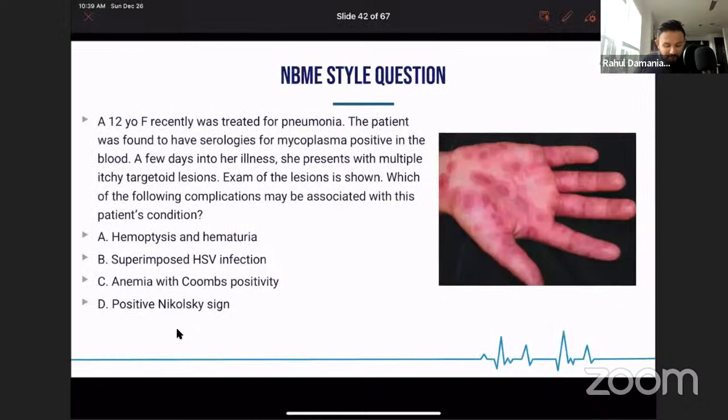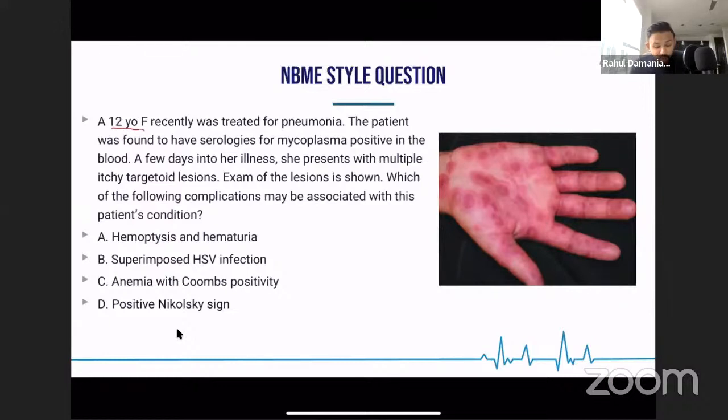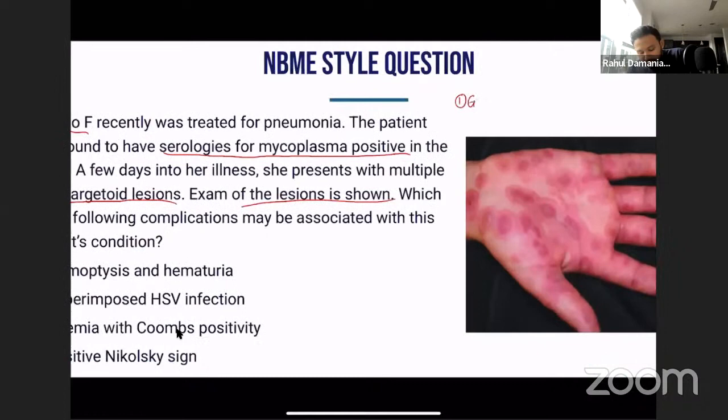All right, continuing on with our review. Which of the following complications may be associated with this patient's condition? A 12-year-old female was recently treated for pneumonia. The patient was found to have serologies for mycoplasma positive in the blood. A few days into her illness, she presents with multiple itchy targetoid lesions. Exam of the lesions is shown. So as you can see, this is a gross pathology of what? Of the hand, and specifically the palms and soles, and that gives you a very narrow differential on the USMLE.